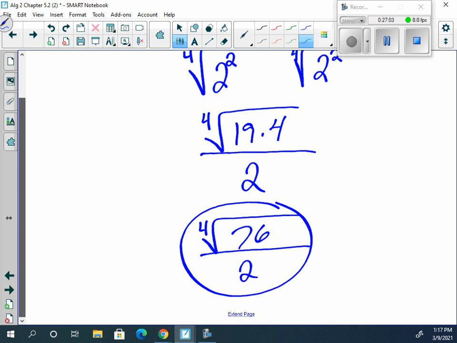Because 4 times 9 is 36, so we drop the 6, carry the 3. 4 times 1 is 4, plus 3 is 7. Or we could have plugged that in the calculator, 4 times 19.